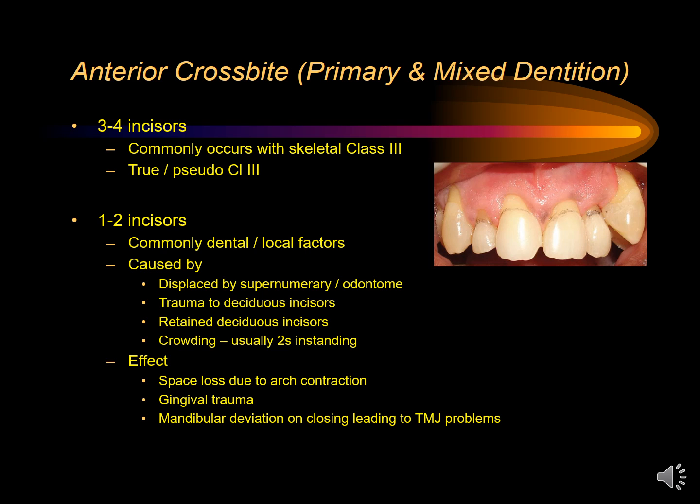The effect of all this is space loss due to arch contraction. There can be gingival trauma due to occlusal interferences, and the mandible deviates on closing, and this can lead to temporomandibular joint problems later on.